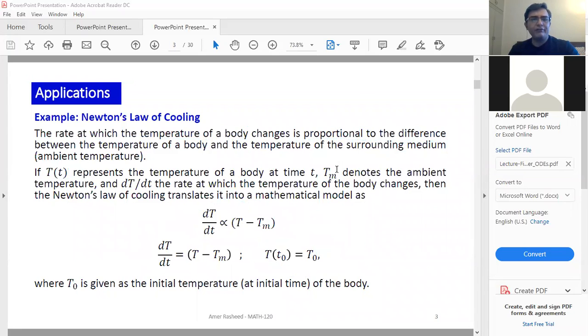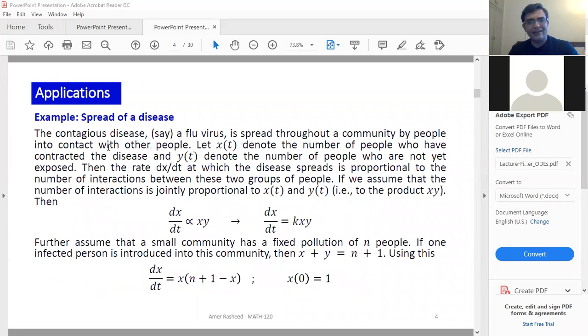Another application of the first order differential equation is the spread of a disease. You can use these kinds of models to calculate how many corona cases there will be after some time in Pakistan or in the world. So these kinds of models can be used to compute the possible or expected spread of a disease. Now, what is this model?